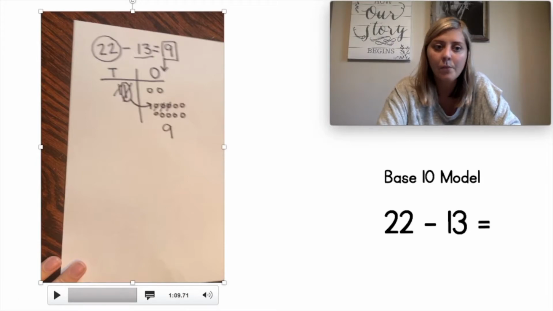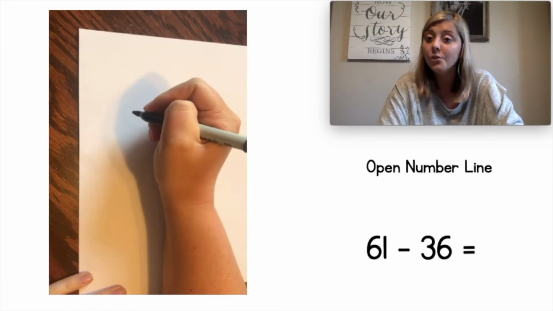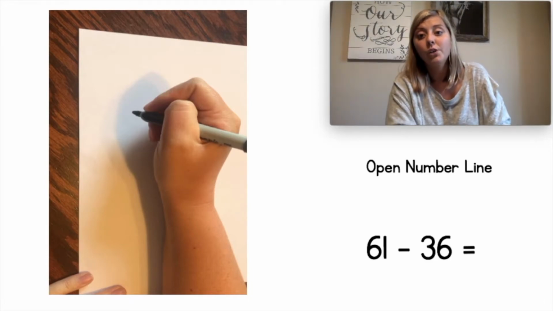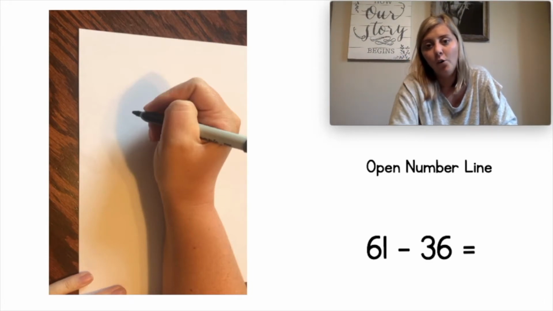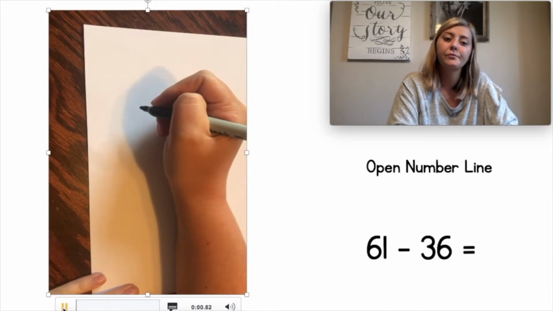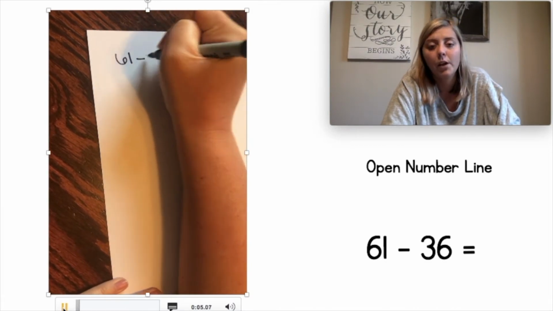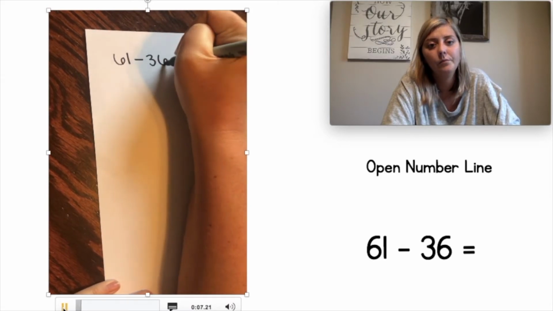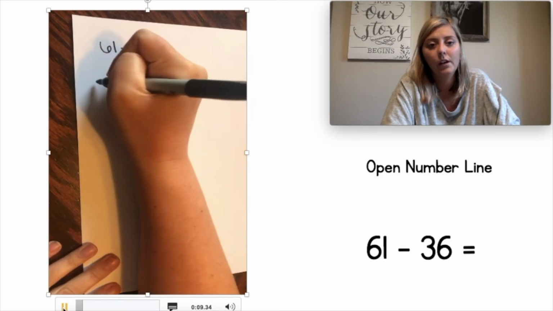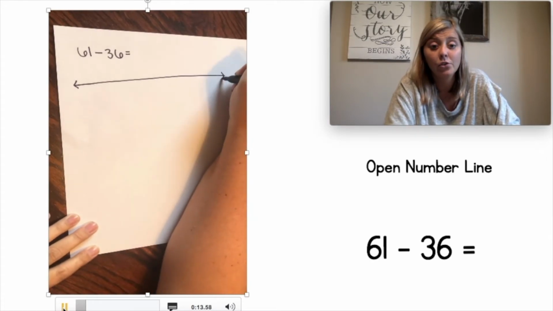Let's go on to a different method you can use. If you don't want to use the base 10 model, or you want to challenge yourself and do another model, you can use an open number line, the open number line strategy. This time we're going to do a different problem. It says 61 minus 36. My first step is to write my equation again. And I'm going to draw my number line with my arrows. I'm going to make it a little extra long.